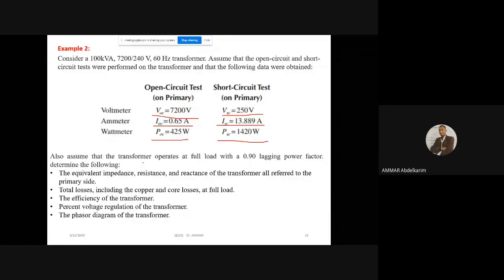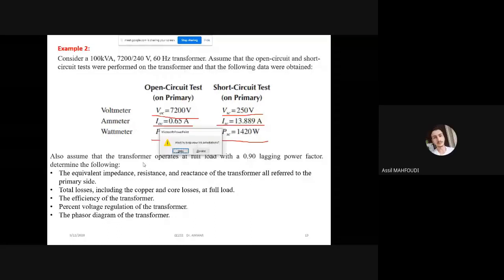Determine the following: the equivalent impedance, resistance, and reactance of the transformer referred to the primary; the total losses, including the copper losses and the core losses at full load; the efficiency of the transformer; the percent voltage regulation of the transformer; and the phasor diagram. So we can see that this example includes everything we have seen previously, especially in this second part.